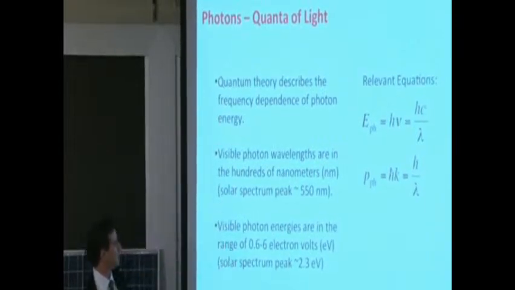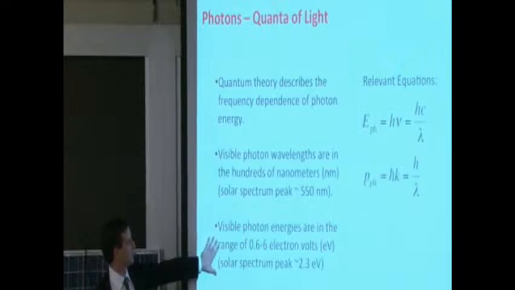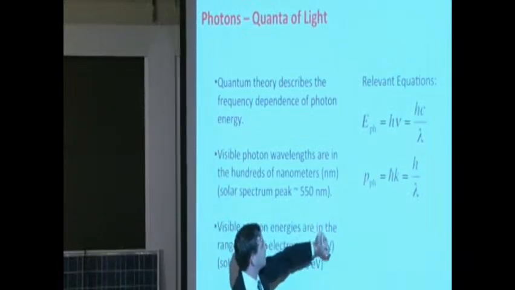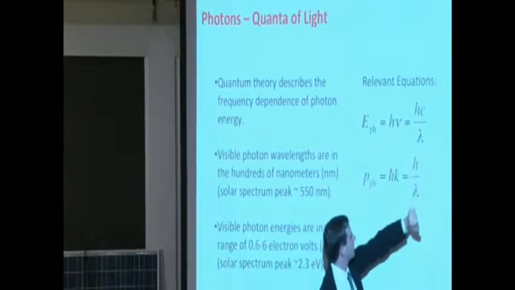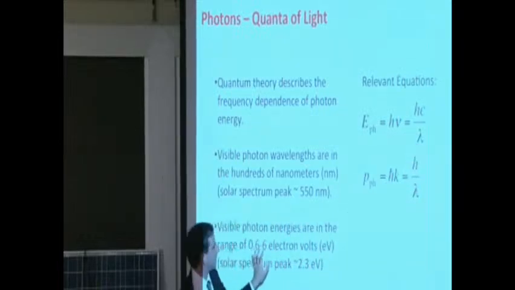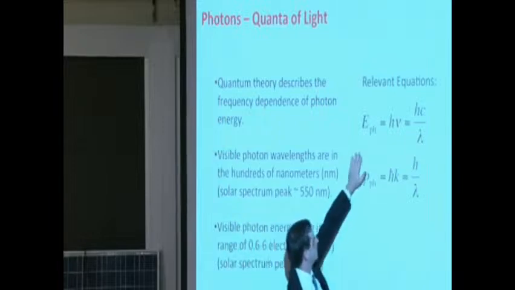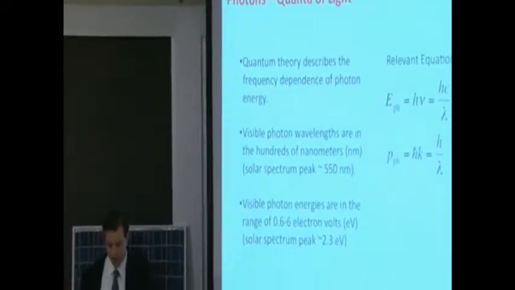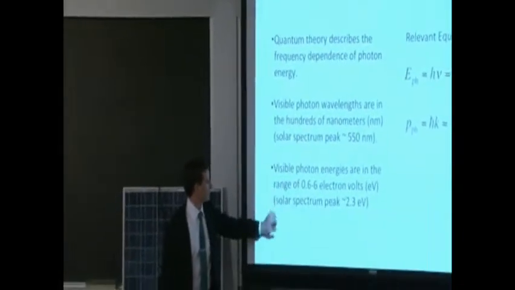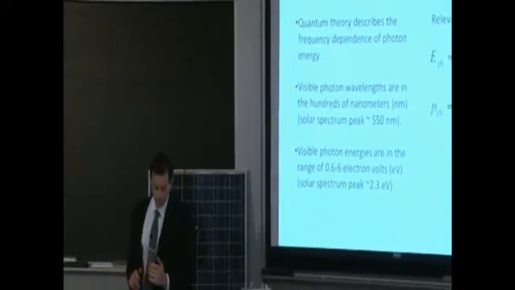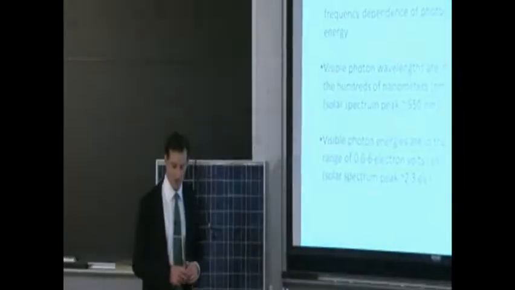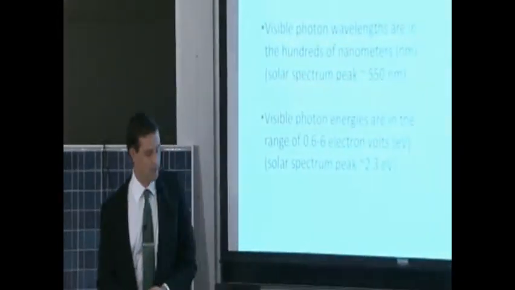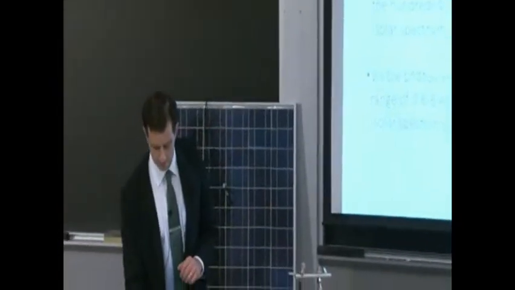And the second point that is equally valid, we can describe the wavelengths of the incoming light, lambda, or we can describe the energies of the incoming light, this E sub ph, the energy of the photons. Right? And so just to situate ourselves again, the visible photon energies are typically in the range of 0.6 to 6 eV, electron volts. Again, with the peak of the solar spectrum at 550 nanometers, somewhere around 2.3 eV.